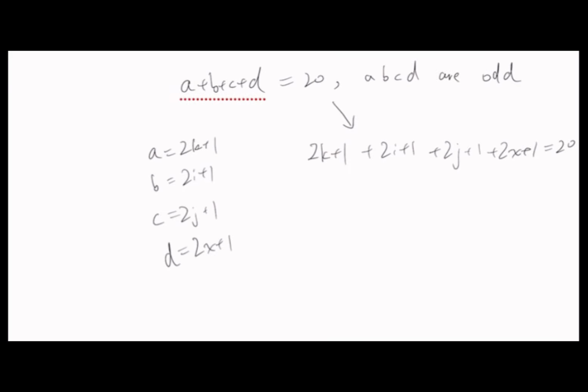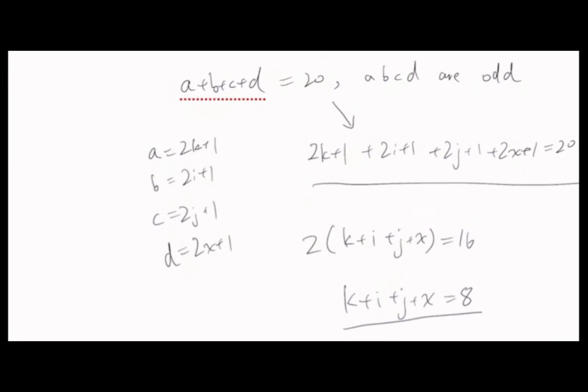Okay, so here's how to do the problem. Since A, B, C, D are odd, they can be replaced in the form of 2k plus 1. So when you replace the entire equation by replacing A, B, C, D with 2k plus 1, you get this form written here. Now if you simplify the expression, you get this. And you get this form.